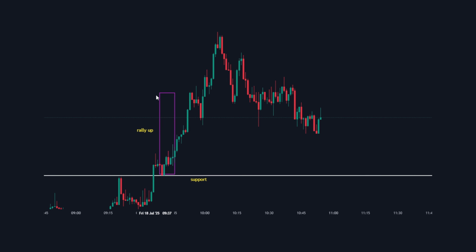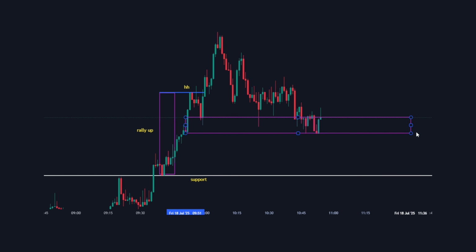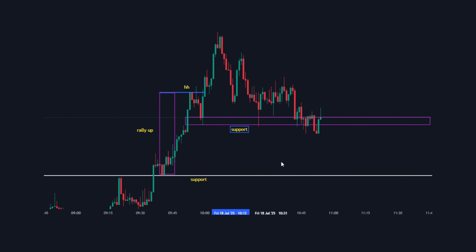creating a higher high at that level, identifying another support zone, giving us another rally to the upside, creating a higher high.